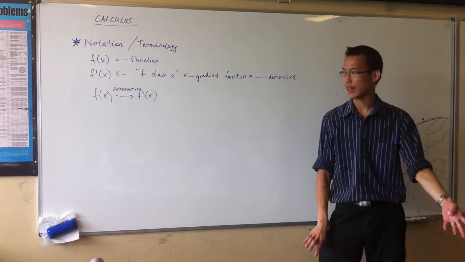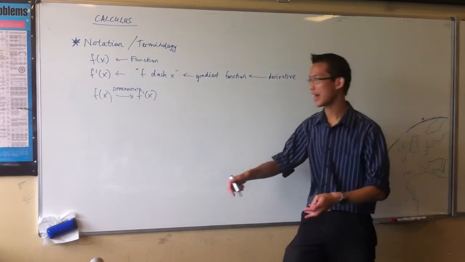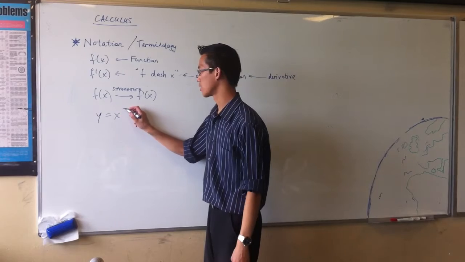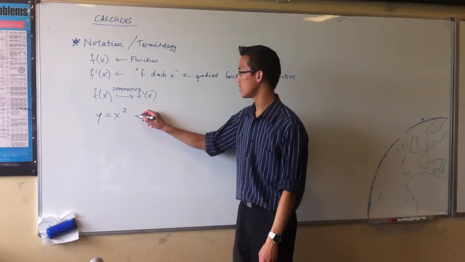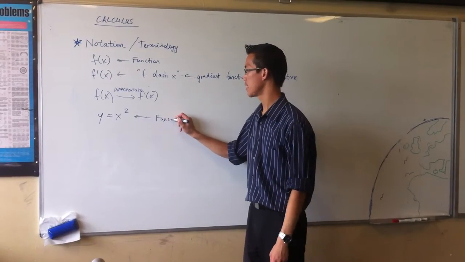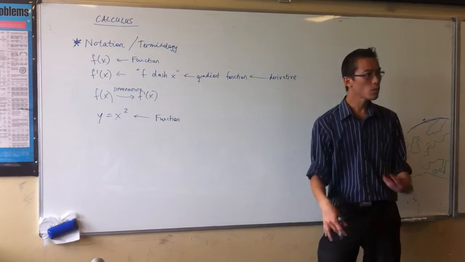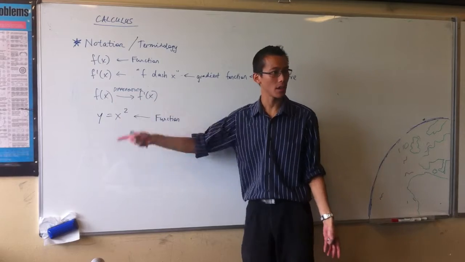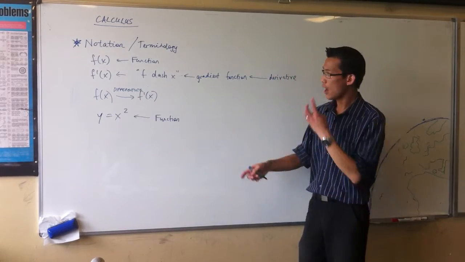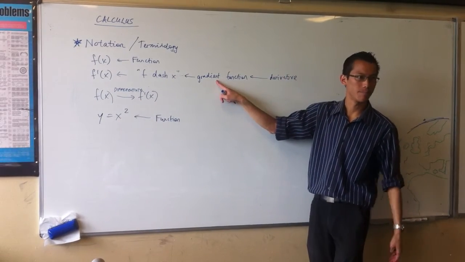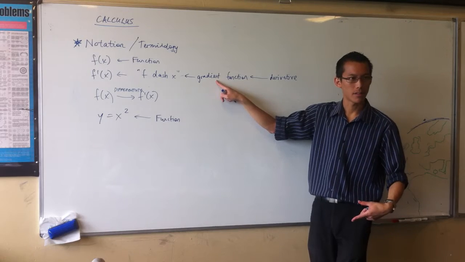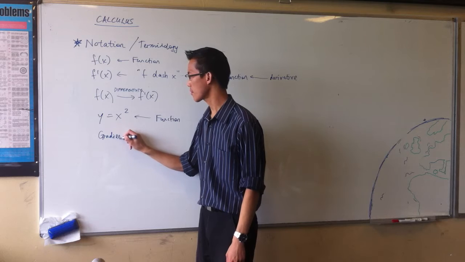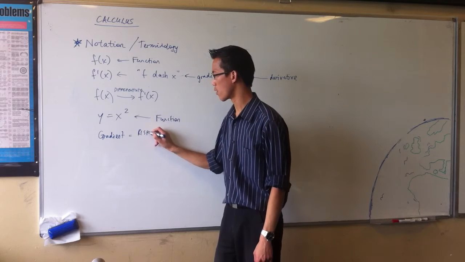Now all of this is in terms of f's. Usually when you get a function, we say y is equal to something, like say y equals x squared. That's again a function. But when you want to talk about its gradient function, there's another way of describing it. There's no f's here. So what would I say? Gradient is all about rise over run.